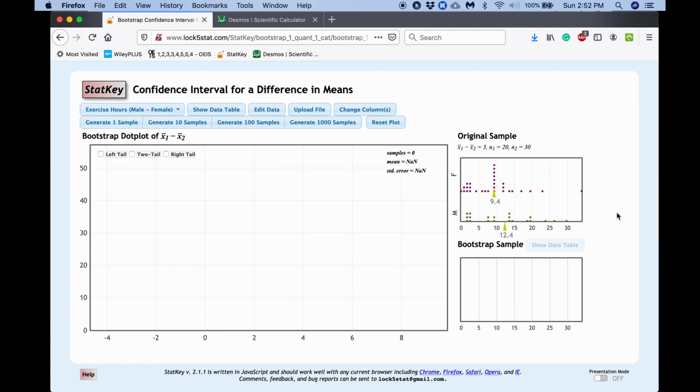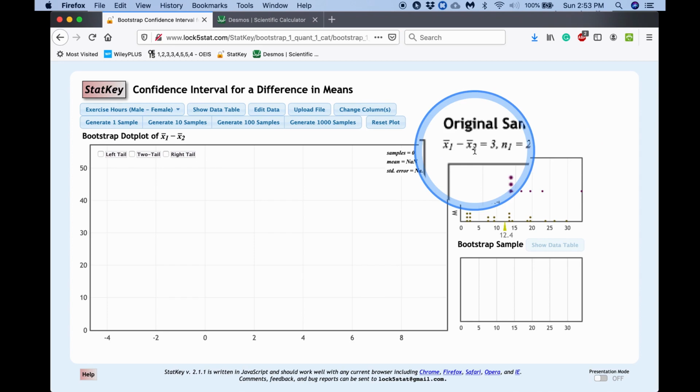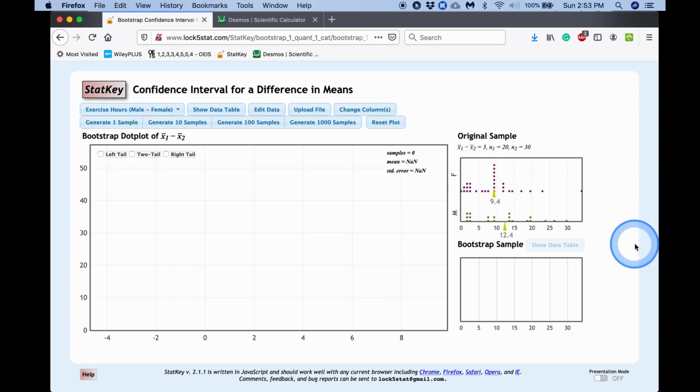Okay, now when we look at the difference in those sample means, we're going to get 12.4 minus 9.4. So x1 bar minus x2 bar is 3. That's the 12.4 minus the 9.4. So if someone asked you, what's your best estimate for the difference in the number of hours of exercise, you'd say, my best estimate based on this sample is 3 hours of exercise per week. That's the difference in the means.